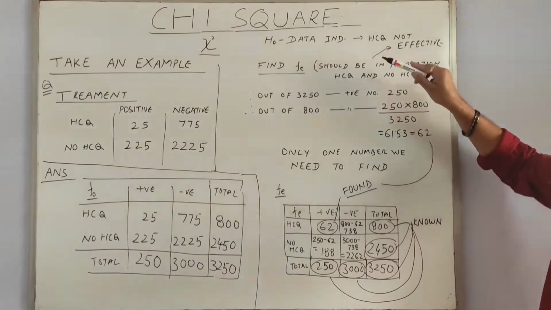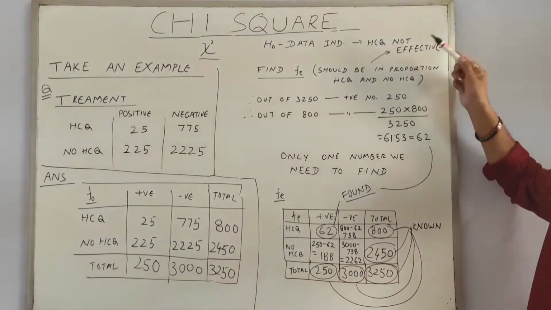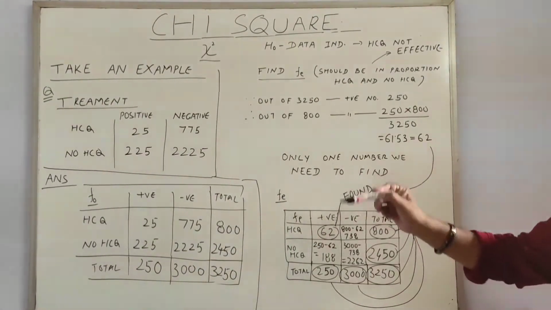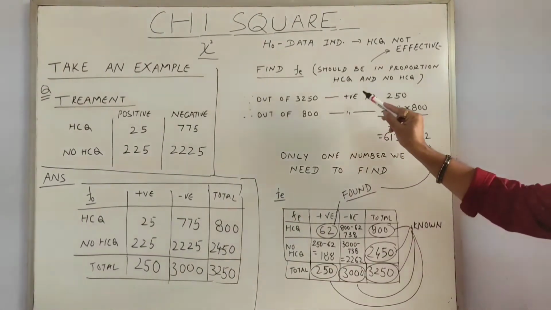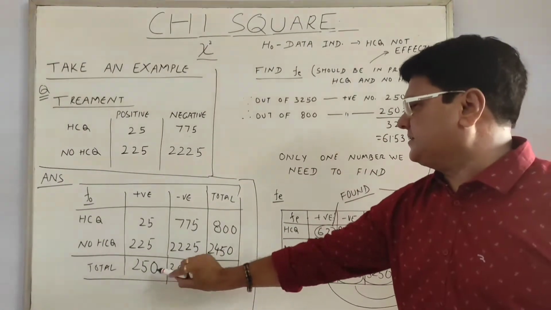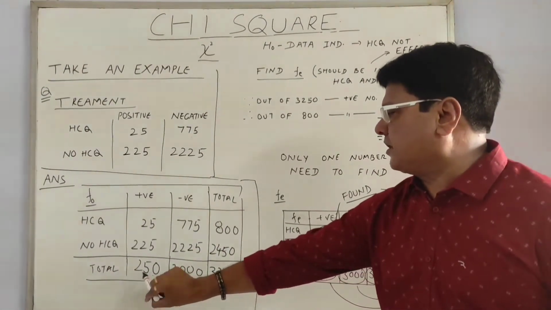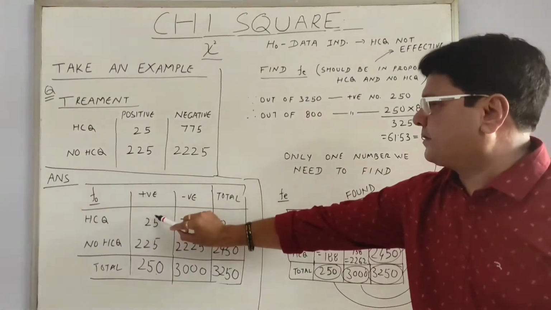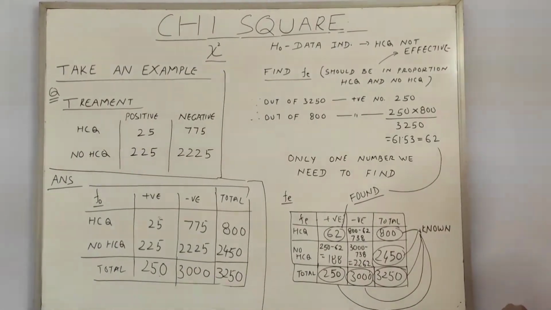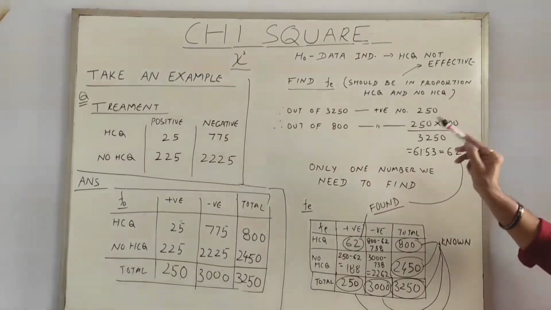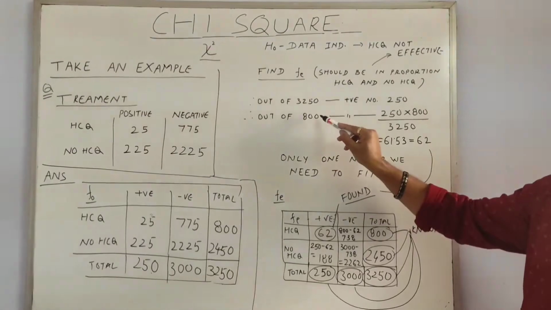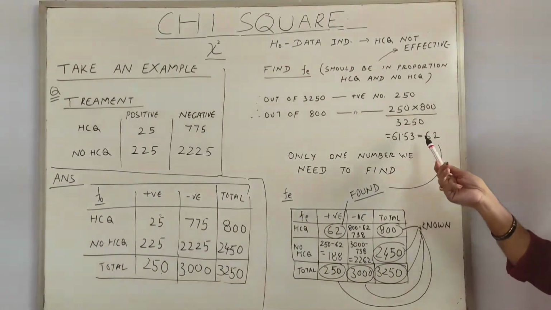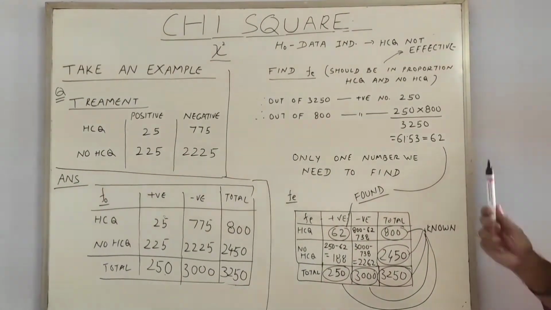Why am I saying so? Because HCQ is not effective. That means it should be in the same proportion. So I have taken that. Out of 3250, positives are 250. You can see, out of 3250, positives are 250. So out of 800, because I have to fill this particular data, what will be the positive? 250 into 800 by 3250. That is coming to 61.53. You can say 62.